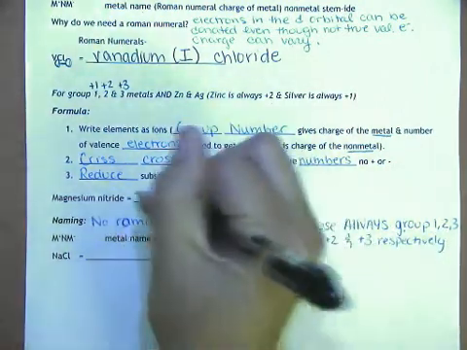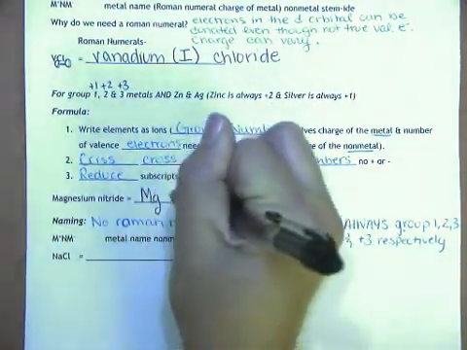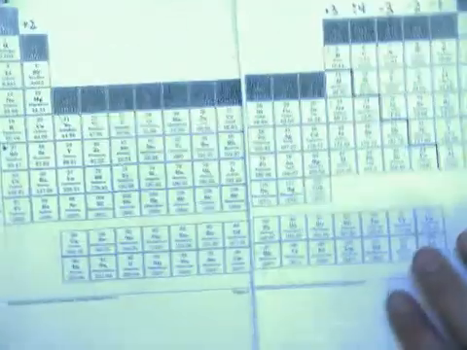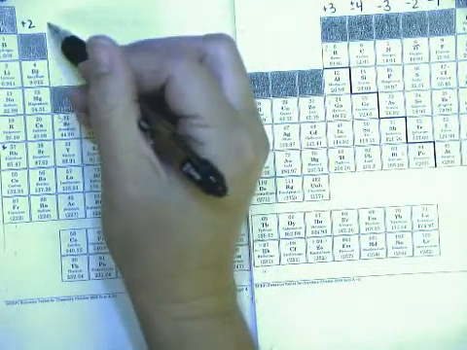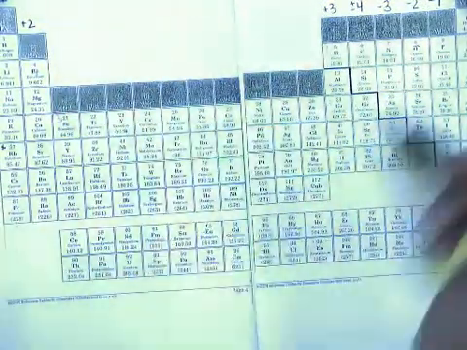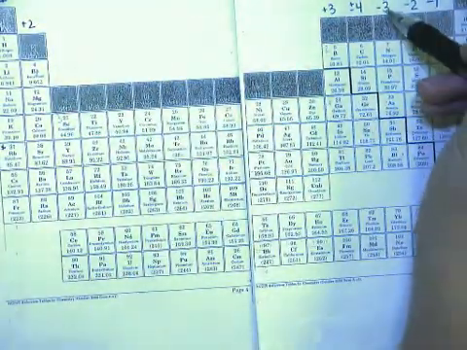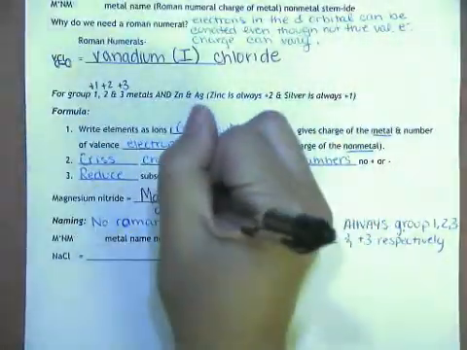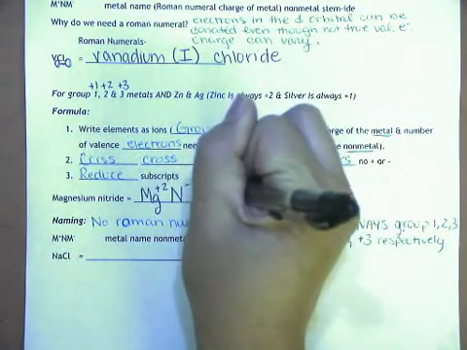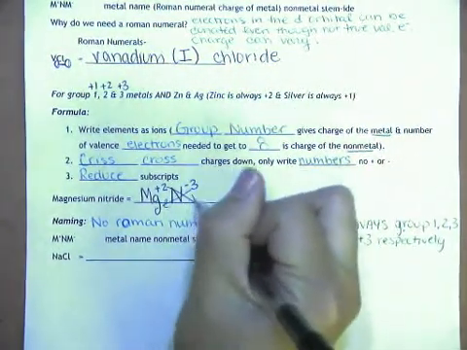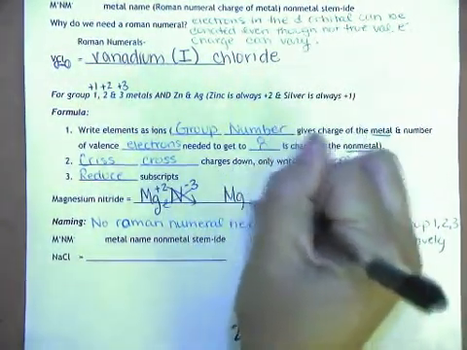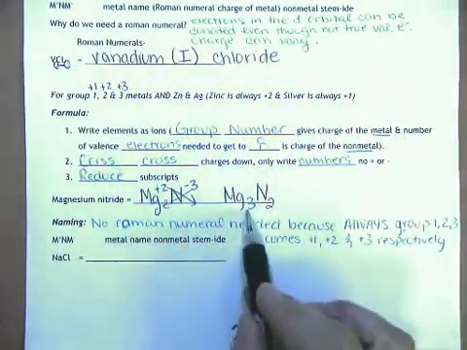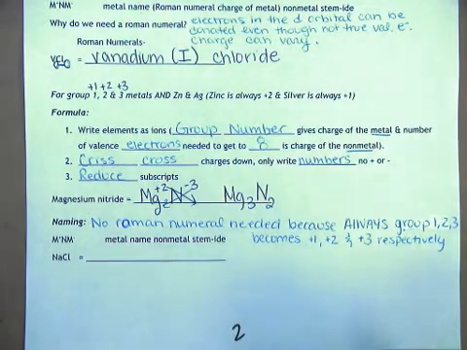So I have magnesium nitride. Magnesium, Mg, nitride comes from nitrogen, which is N. Magnesium here is in group 2, so that means its charge is +2. Nitrogen here is in group 5, needs 3 more valence electrons, so its charge is -3. So magnesium is +2, nitrogen -3. I crisscross my numbers down, so I get Mg3N2. It tells us to reduce subscripts. My 3 and 2 are already reduced.